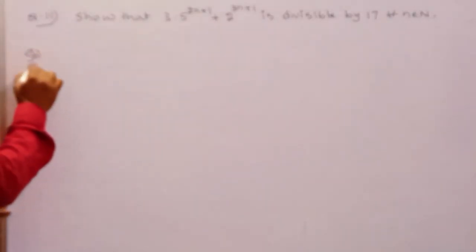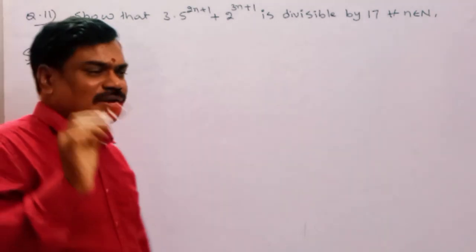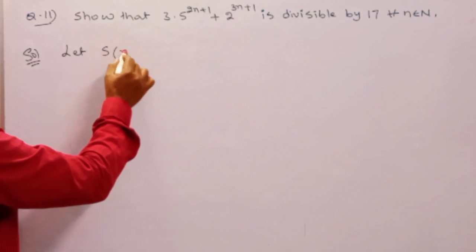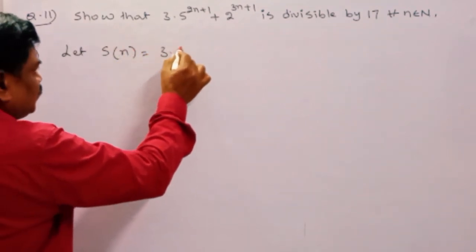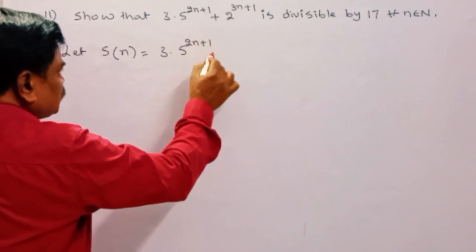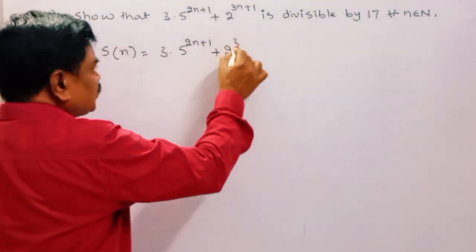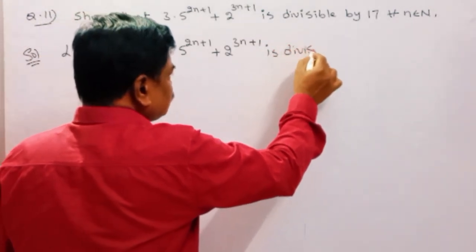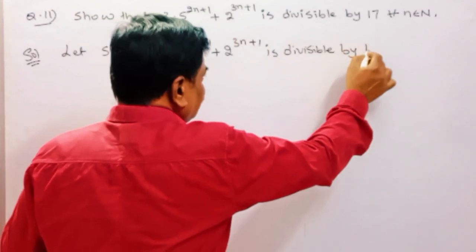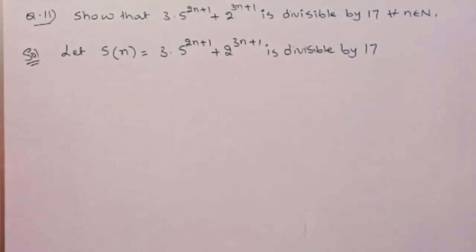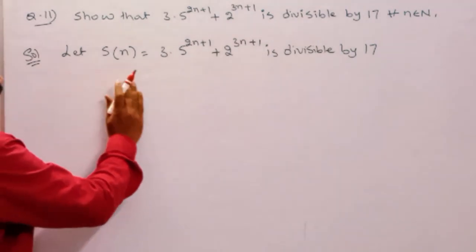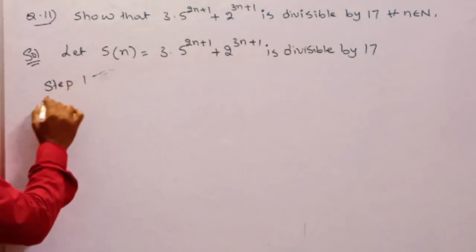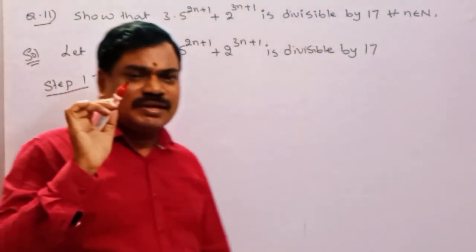Given statement S of n is equal to 3 into 5 power 2n plus 1 plus 2 power 3n plus 1 is divisible by 17. Then we can write step 1. We prove by mathematical induction.